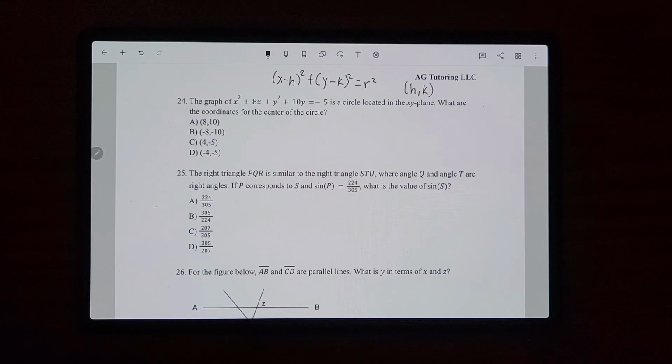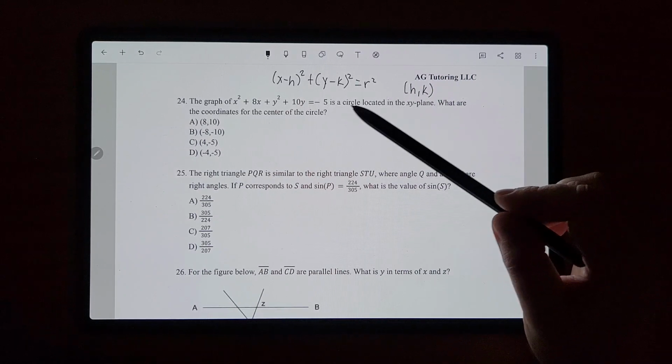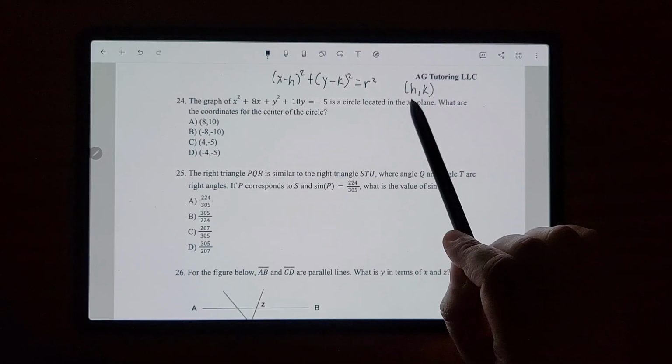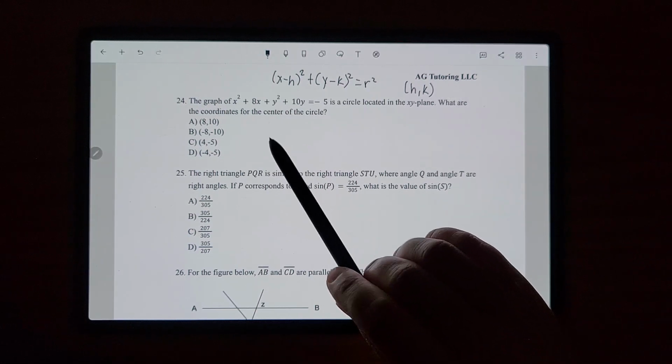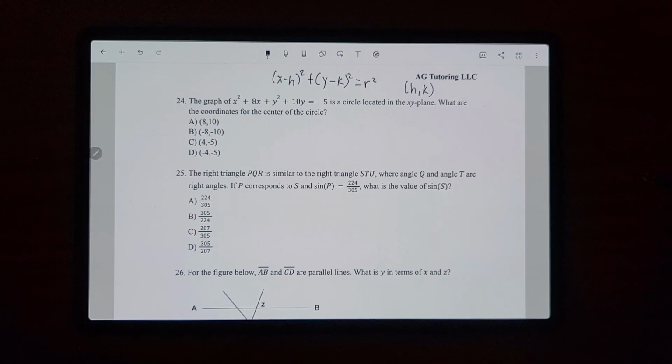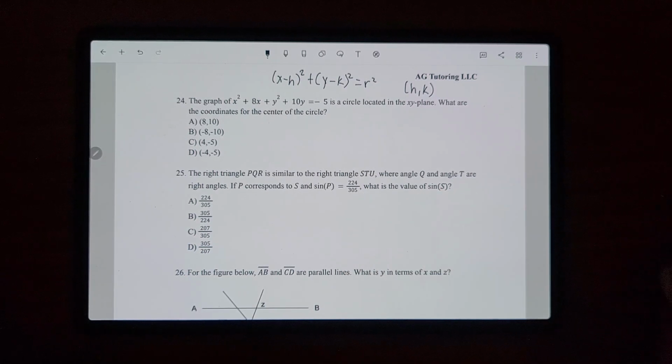So pause to read 24. For number 24, you have to remember and use your knowledge of the equation for a circle, which I've written up here, and you have to know that in this equation, h comma k is going to be the center of your circle. You'll notice that the equation they gave us doesn't look like that. So what you have to do first is complete the square to make it look more like the formula we're used to, and then you can easily identify what the center is.